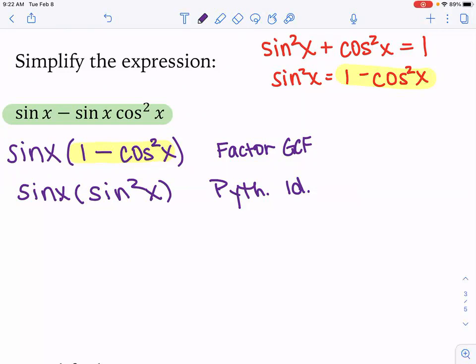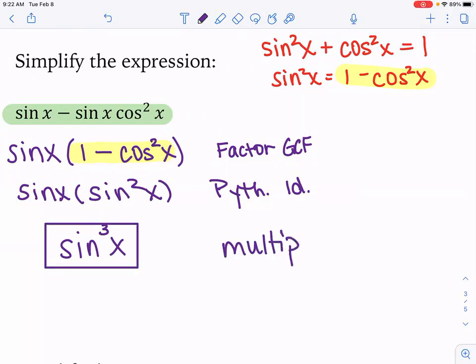Now what can we do? We have sine to the what power? We have sine to the third power. Oh, we've simplified our expression.